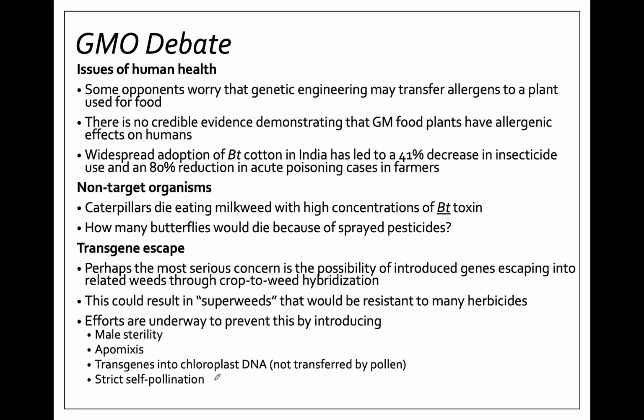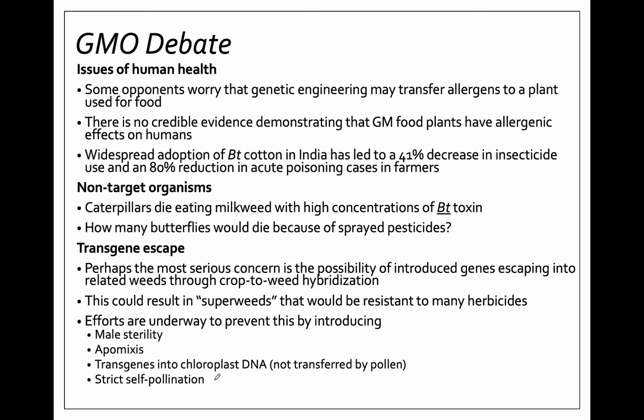So there's a lot of stances that people take to kind of argue about GMOs, and some of them are issues of human health. So people worry that genetic engineering could put things like allergens into other plants that are used for food, and then people with things like peanut allergies would have an even harder time finding foods they can eat. However, typically geneticists are doing the opposite, where they're removing codes for allergens and making things more allergen friendly. And there's been zero credible evidence that genetically modified plants have any allergenic effects on humans.